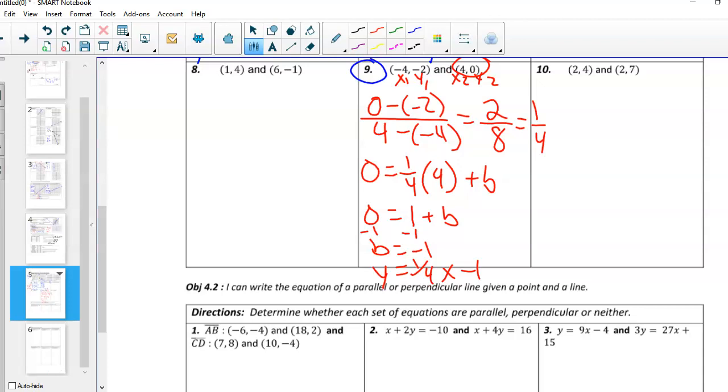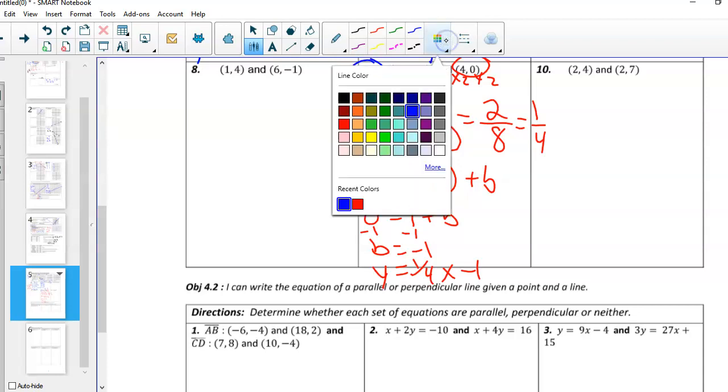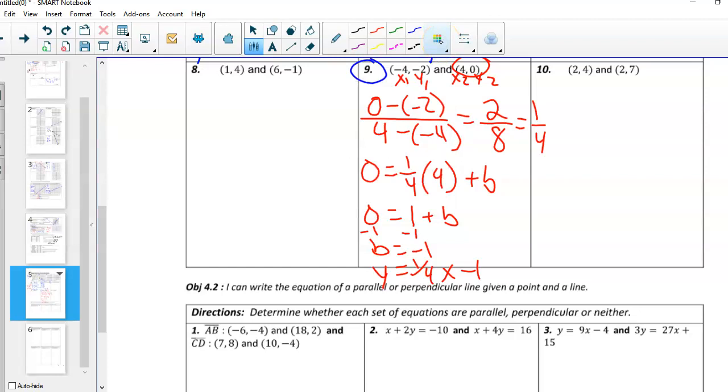Do we want to do another one? Sure. Pick one. 10. Okay. For 10, same thing. We need to get our slope first. So 7 minus 4 over 2 minus 2. It's 0 in the bottom. It is 0 in the denominator. So we use a 0 slope then? It's undefined.